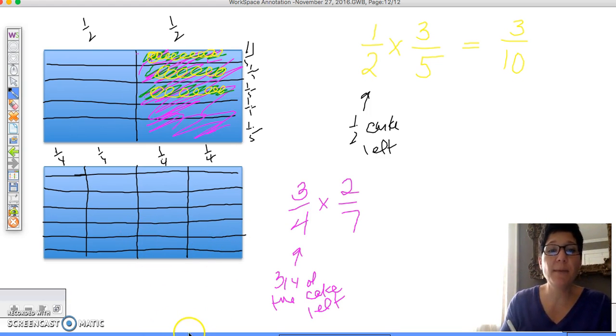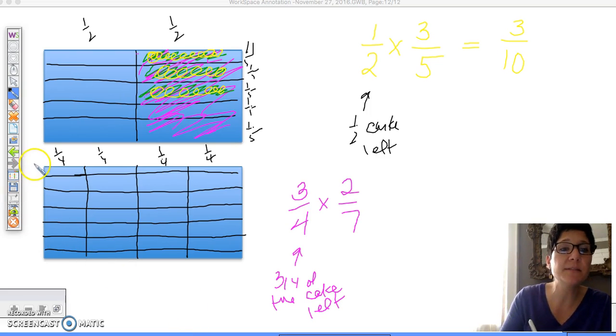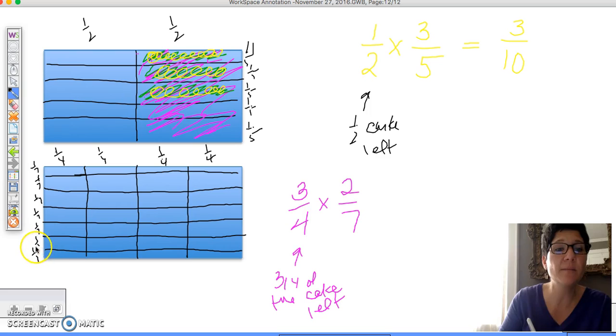If you hit pause and you came back, I hope you said that there were 28 pieces because we have 1/7th, 1/7th, 1/7th, all the way down, 1/7th, 1/7th, 1/7th, and finally 1/7th. Okay, you can barely see my sevens because it's so small, but we'll manage.